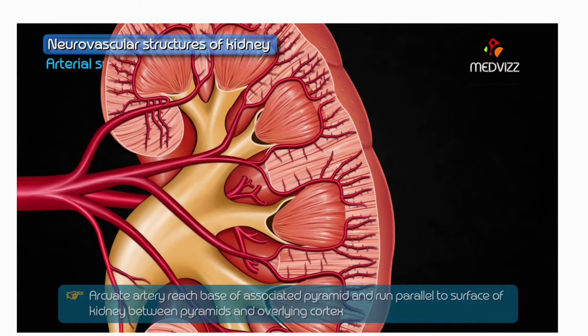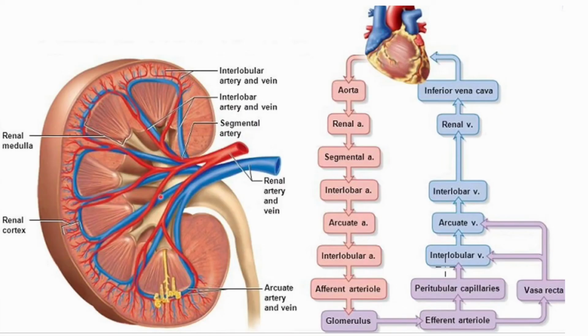Before going into the detail of the microanatomy of the kidney, we should know its vascular supply. Each kidney is supplied by branches of the renal artery. From the aorta, we have a pair of renal arteries, one for each kidney. The renal artery gives the segmental arteries. The segmental arteries divide to form the interlobar arteries. The interlobar arteries, present between the two pyramids, form the arcuate arteries. The arcuate artery then leads into the interlobular arteries.